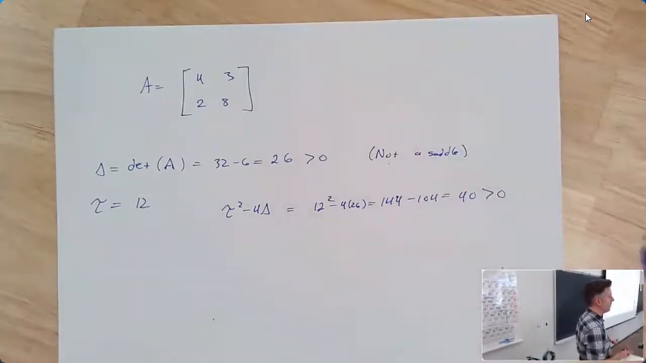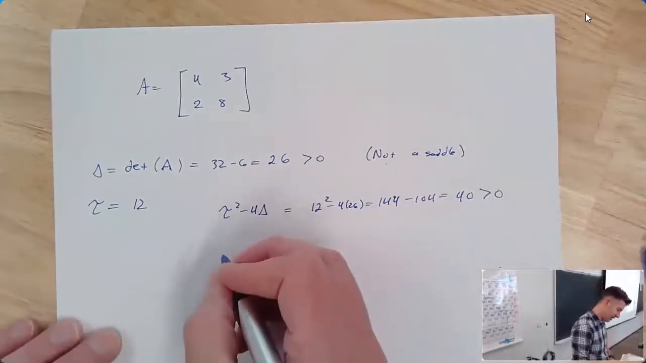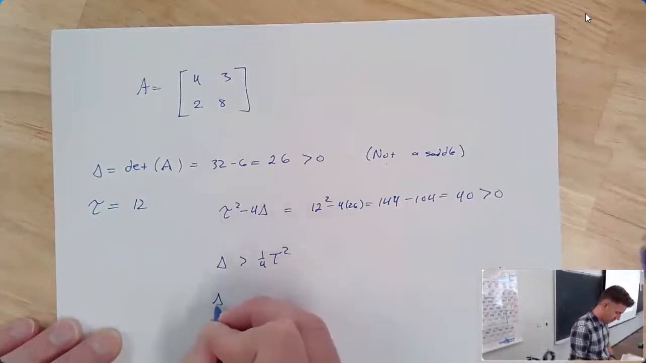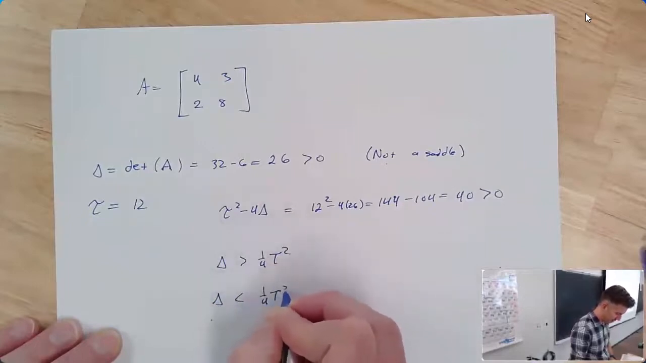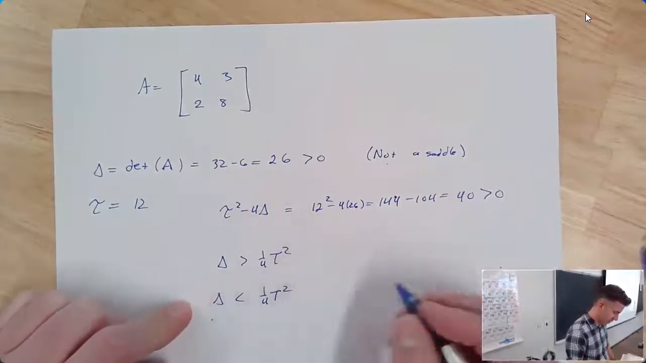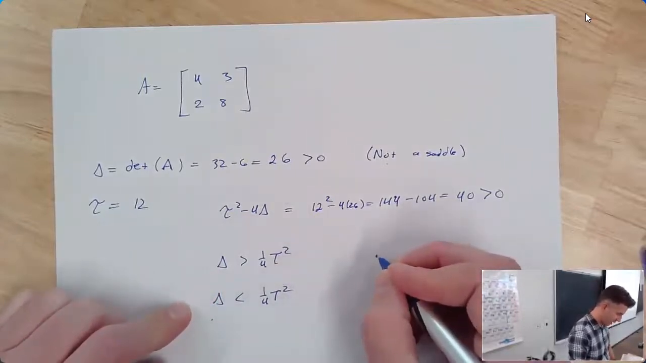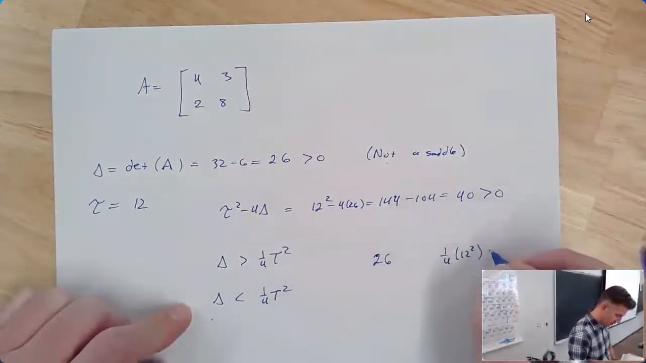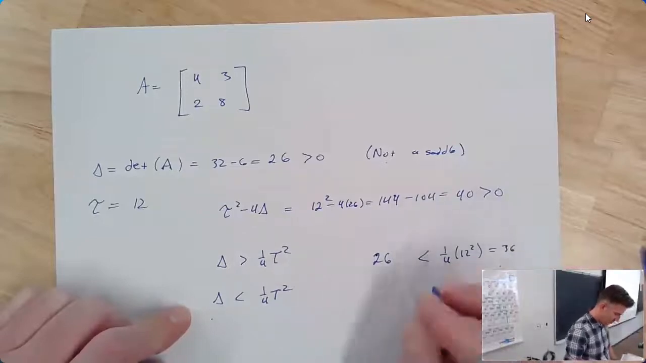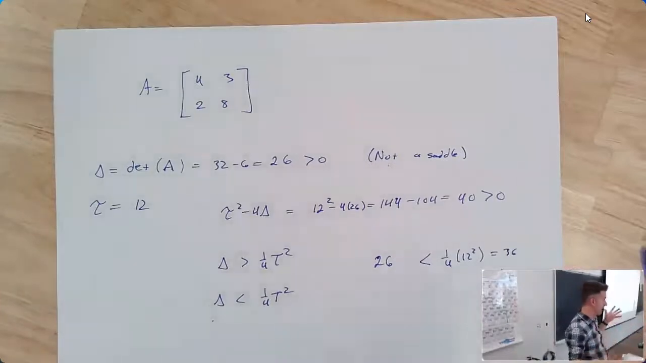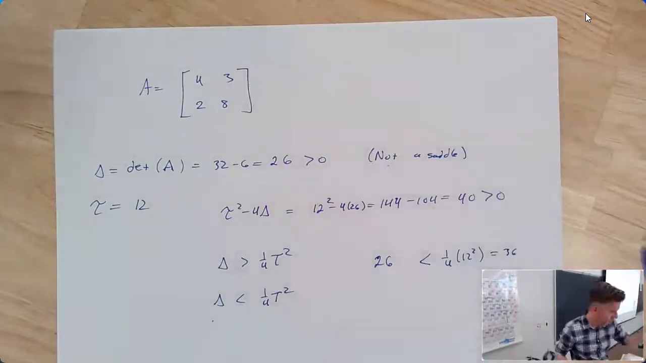Honestly, I have a hard time thinking about whether delta is bigger than 1/4 the trace squared, or delta is smaller. That's usually not the way I think about it. But in this case, our determinant delta is 26 versus 1/4 of 12 squared, which is 36. So here we're in the case where delta is under that curve. So we're in the not spiral land. We're in the node land.